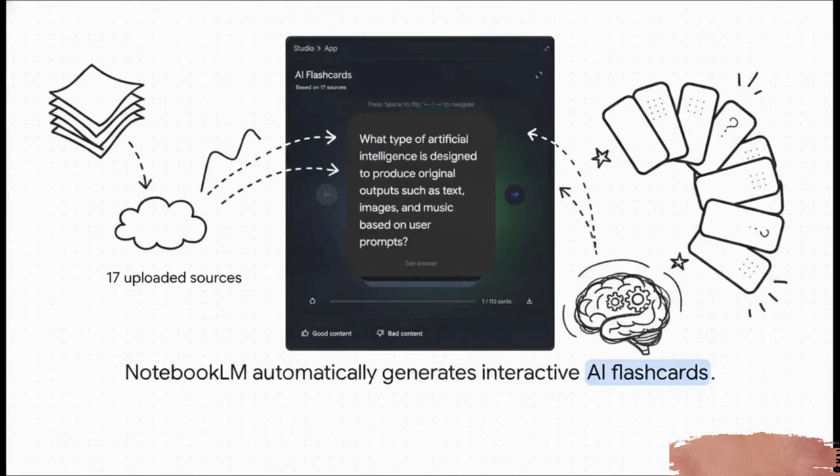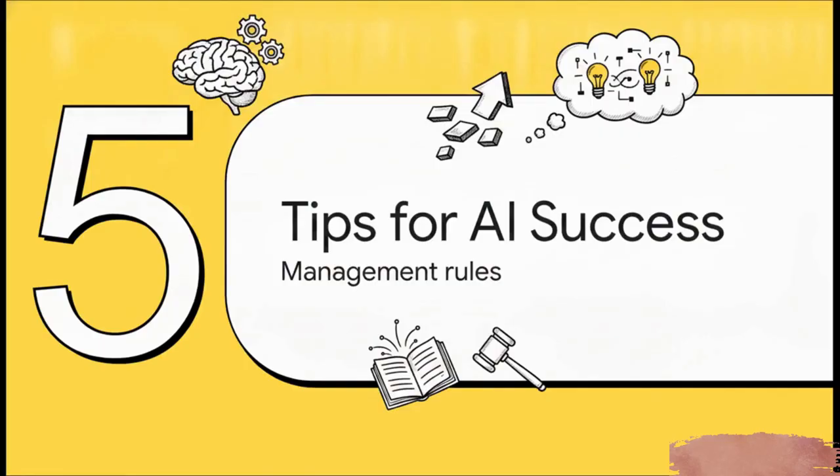It also takes the heavy lifting out of creating study materials. The tool can instantly turn a huge folder of, say, 17 uploaded sources into a comprehensive, interactive deck of over 100 practice flashcards. You don't have to manually extract key terms anymore. The AI identifies the absolute most important concepts and formats them into ready-to-use question and answer pairs for your students. Finally, Section 5, Tips for AI Success, covering creative outputs and management rules.